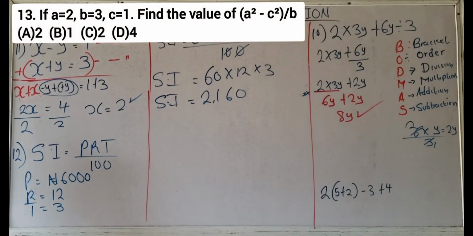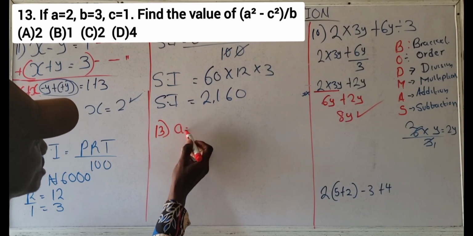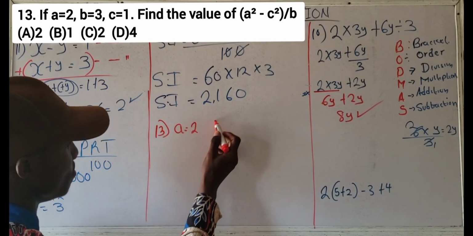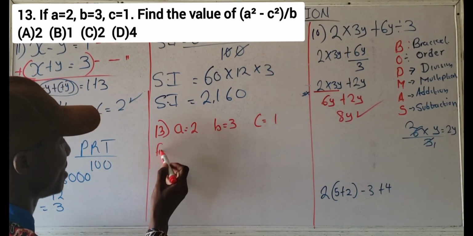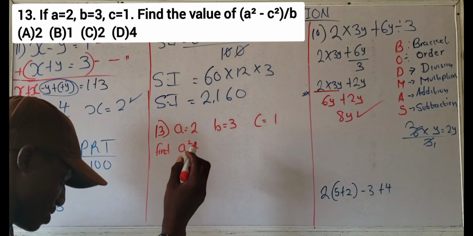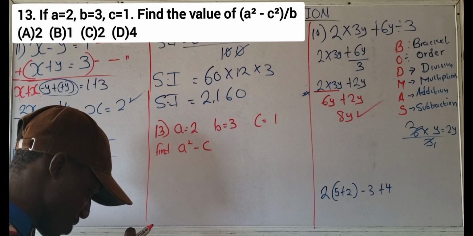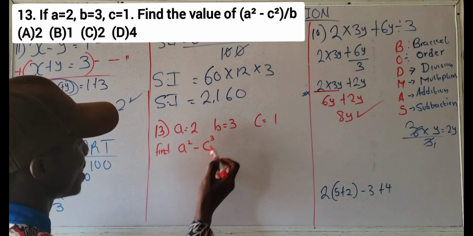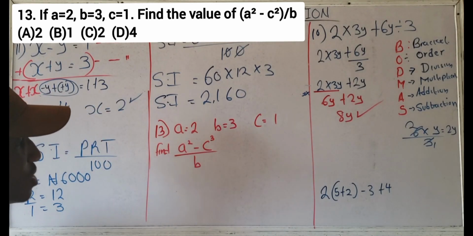If A is equal to 2, B is equal to 3, and C is equal to 1, find the value of A squared minus C squared all over B. Okay, question 13. A is equal to 2, B is equal to 3, and C is equal to 1. We are asked to find A squared minus C squared. Oh, it's not squared. A squared minus C cubed, you understand? All over B.